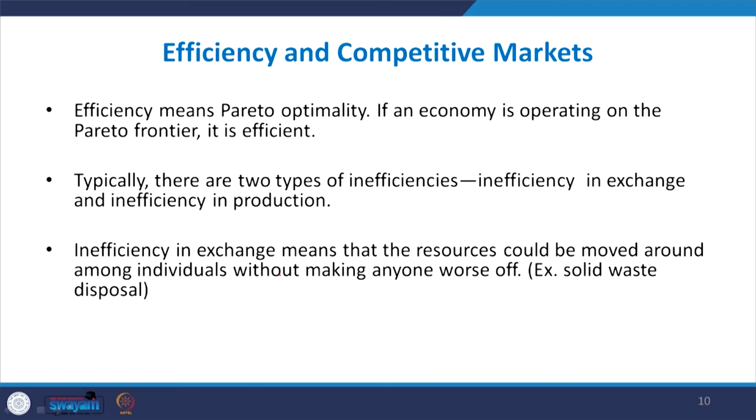Typically, there are two types of inefficiencies. One is inefficiency in exchange and the other is inefficiency in production. Inefficiency in exchange means that the resources could be moved around among individuals without making anybody worse off. Let me take a simple example.